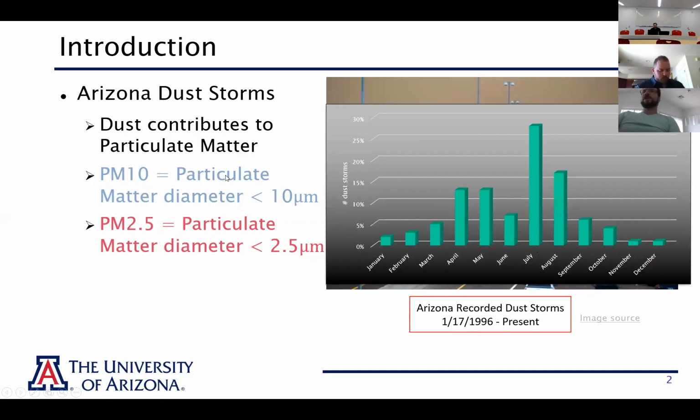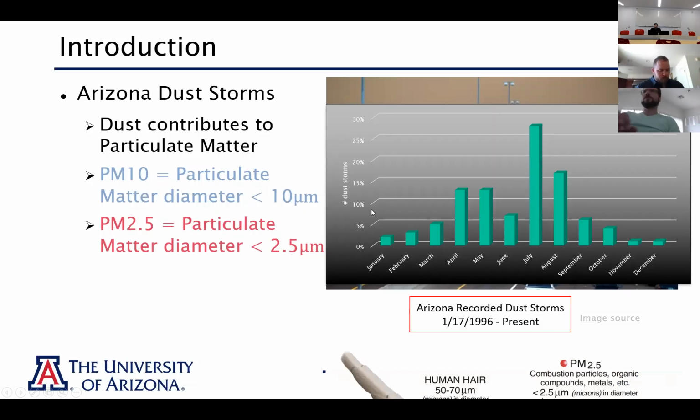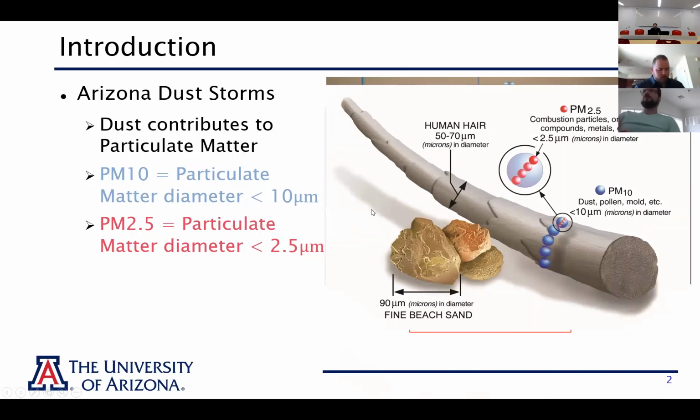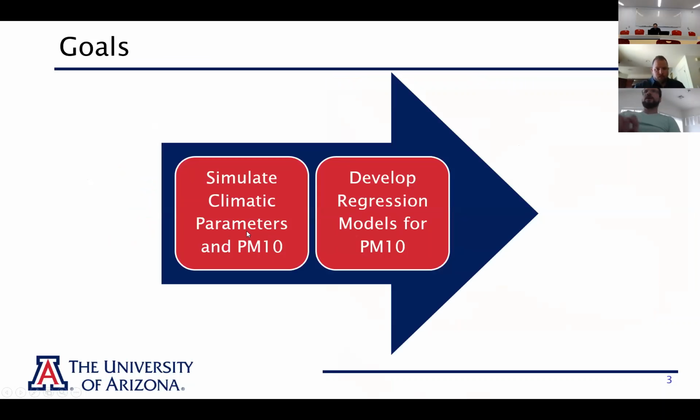They are in two classes: particulate matter less than 2.5 microns and particulate matter less than 10 microns. If you want to get some idea of how small these particles are, we can compare them to human hair. The blue ones are PM10 and the red ones here are PM2.5. So they're extremely fine.